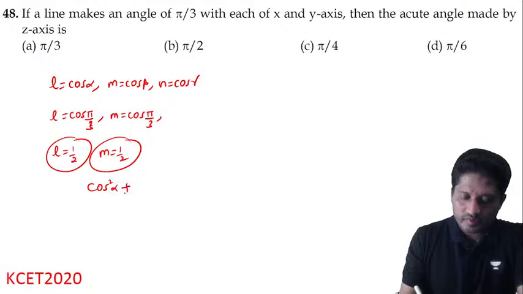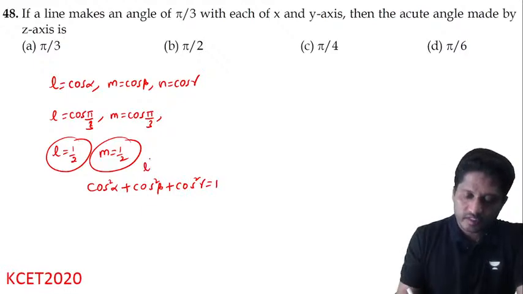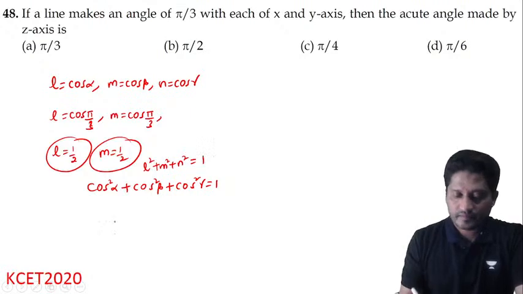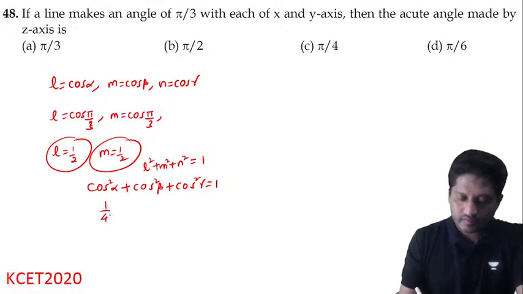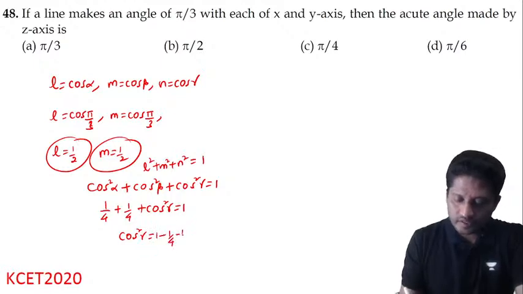L square plus m square plus n square is 1, right? Cos square alpha plus cos square beta plus cos square gamma is 1, because L square plus m square plus n square is equal to 1. This is 1 by 2 the whole square, which is 1 by 4, plus 1 by 4 plus cos square gamma is equal to 1. From this, cos square gamma is equal to 1 minus 1 by 4 minus 1 by 4. Cos square gamma is equal to, LCM is 4, you get 4 minus 2, which is equal to half.